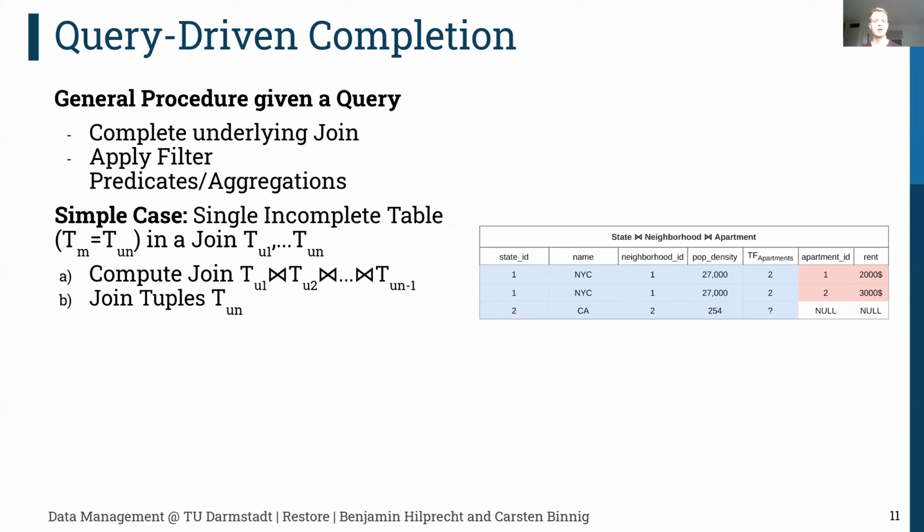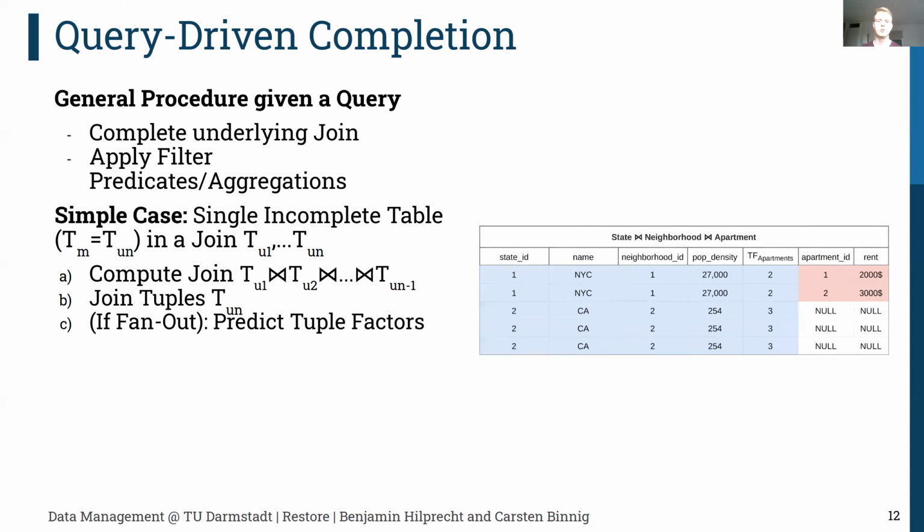And as we can see, for the neighborhood in California, we don't have any apartments. So what we do next is we predict the tuple factors. Of course, this is only required if we expect several join partners. But here, for one neighborhood, we of course expect several apartments, so we have to estimate this tuple factor.